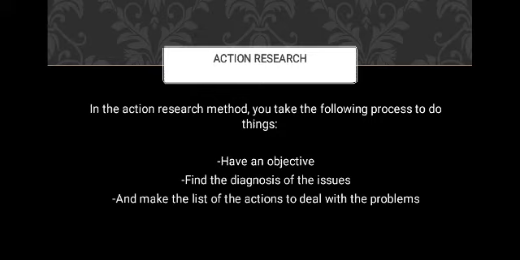Action research. Action research is the method in the research onion that tries to find and solve a problem or an issue. An organization makes you part of it if they ask you to do a research for them. In other words, you and the organization work in collaboration on the topic. In the action research method, you can take the following process to do things: have an objective, find a diagnosis of the issues, and make the list of the actions to deal with the problems.